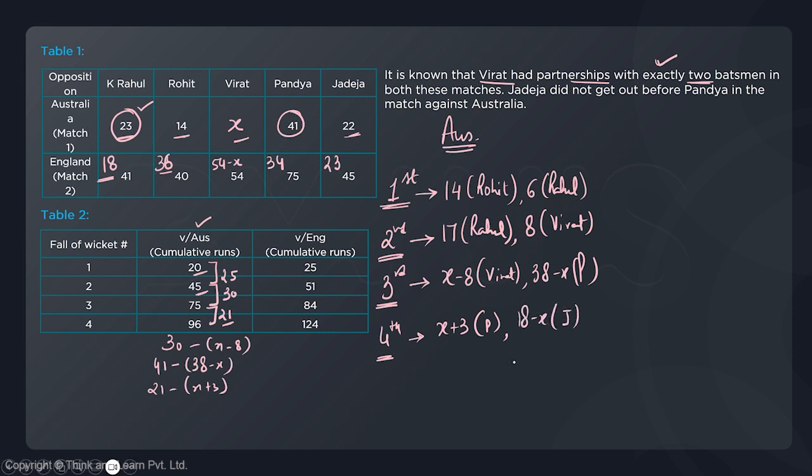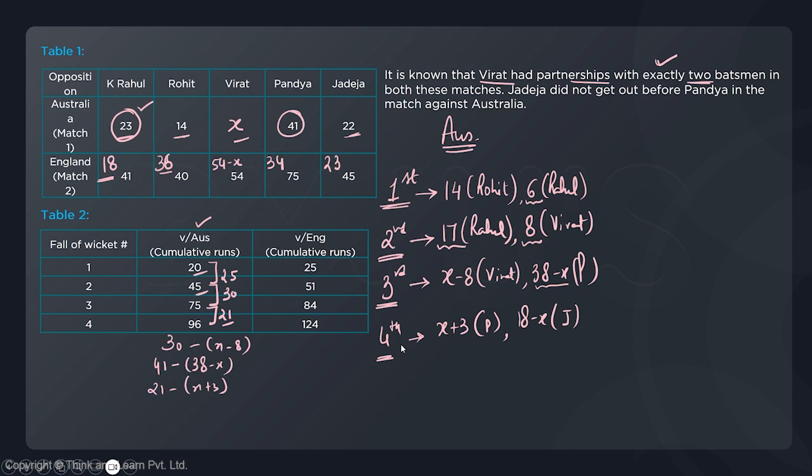Now some of you might have this question at this stage, that why did you not subtract from 22? We are doing that before as well. To get these runs of Rahul here, we subtracted this 6 from total score of Rahul of 23. 23 minus 6 gave me 17. Total score of Virat was X, so I subtracted this 8 to get X minus 8. Total score of Pandya was 41, so I subtracted 38 minus X from that. Why am I not subtracting it from Jadeja?